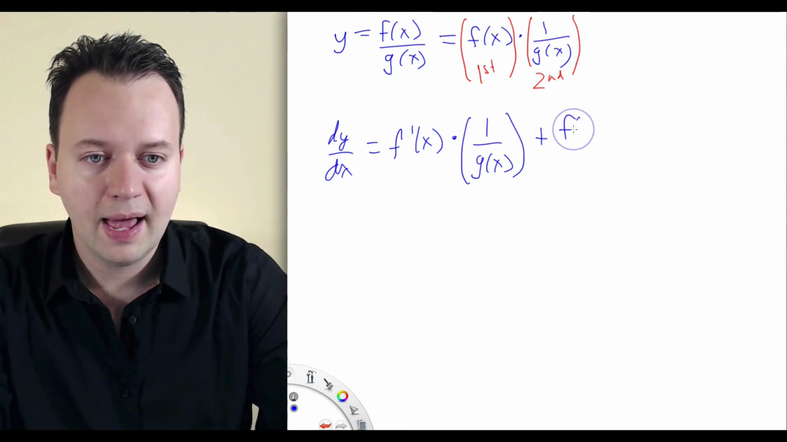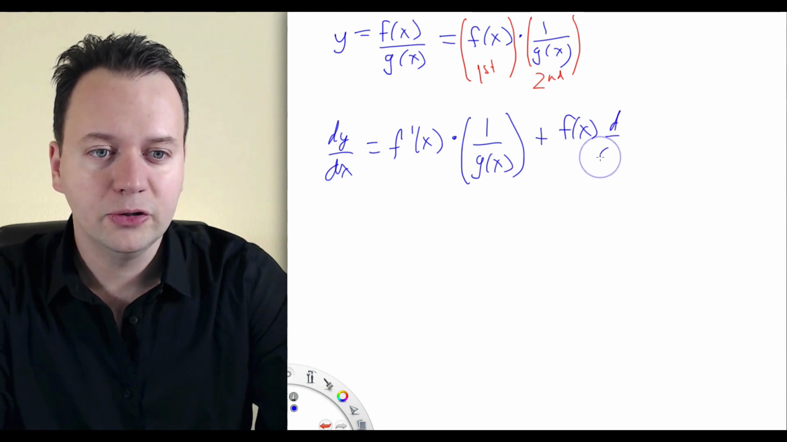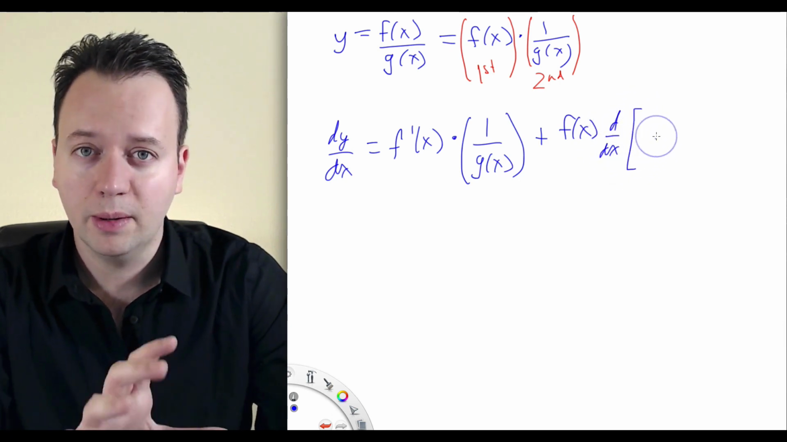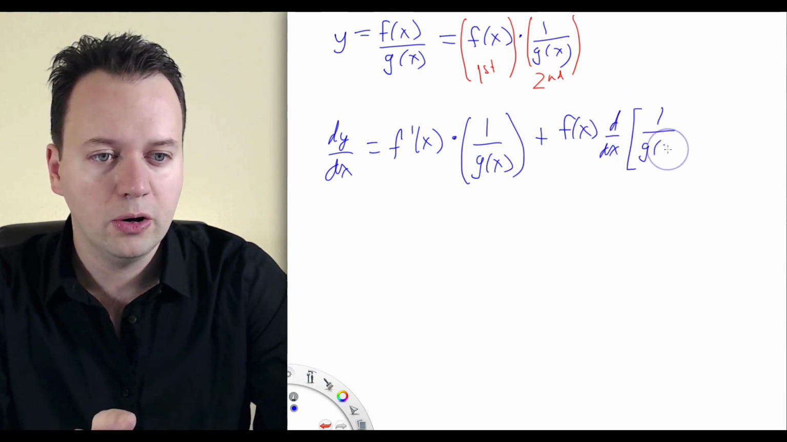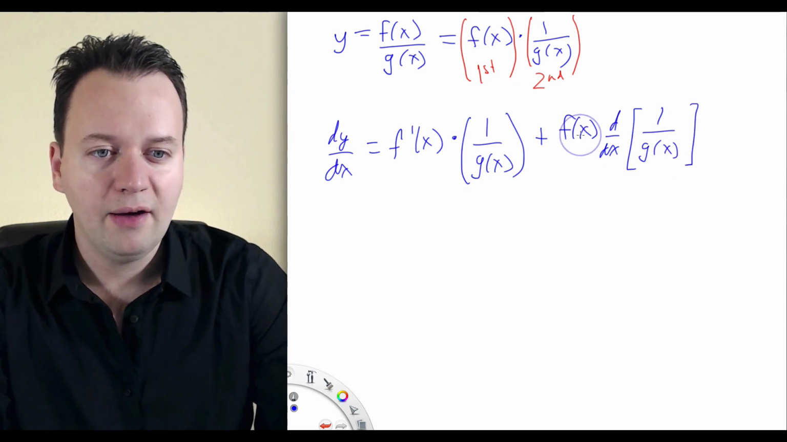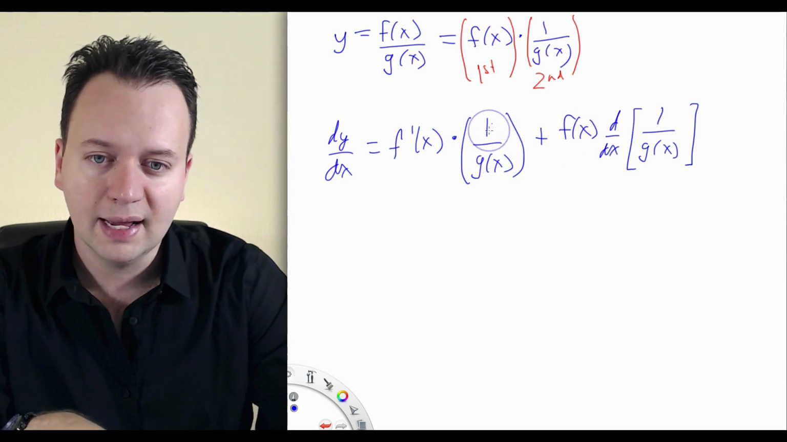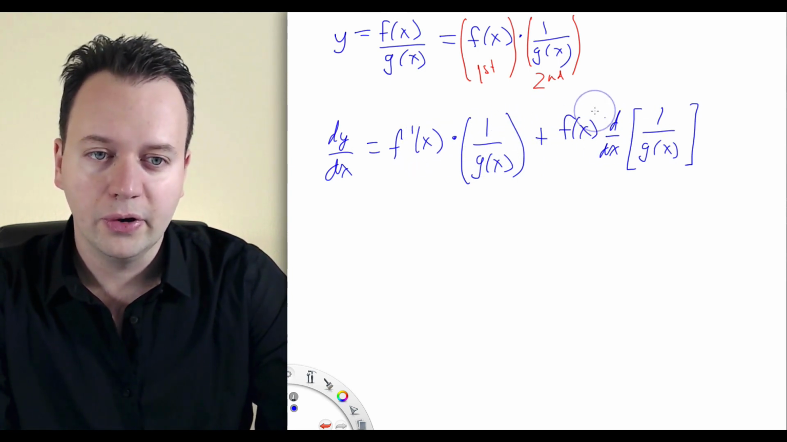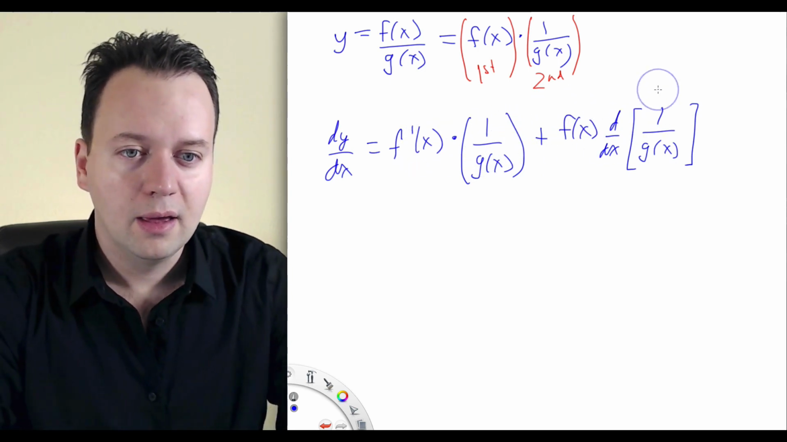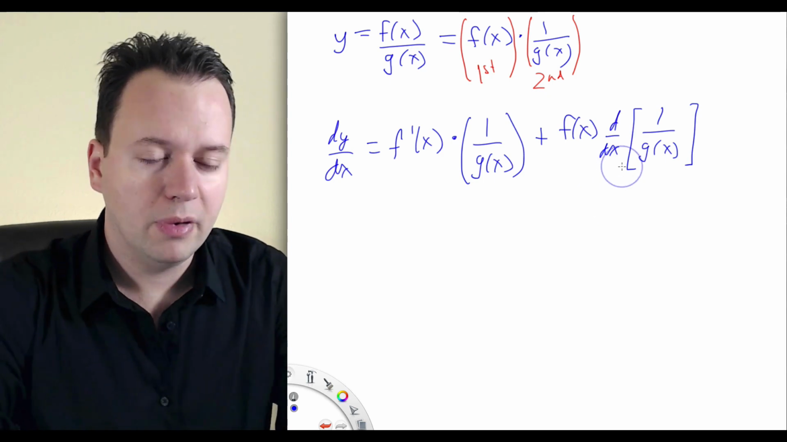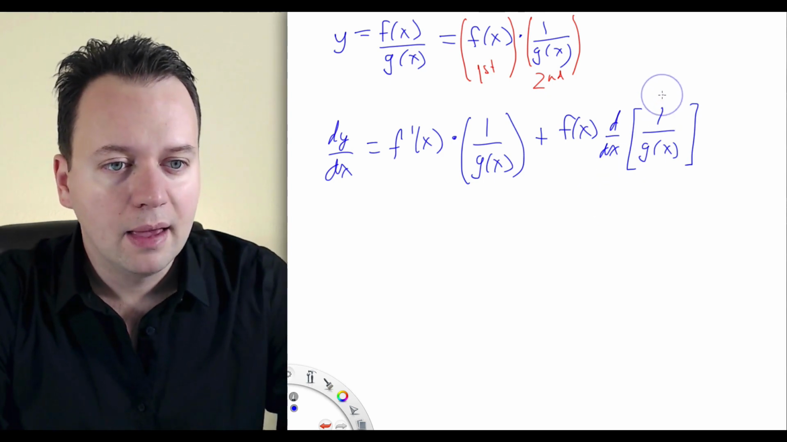So it's going to be plus f of x, and then times the derivative, so I'm not going to simplify it yet, but the derivative of 1 over g of x. So we have f of x, so this is basically the first times the derivative of the second, and then plus the second times the derivative of the first. So I just kind of reverse the ordering for a moment. You might see why in a second.